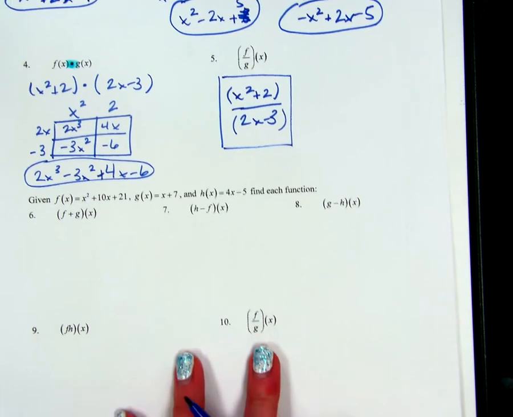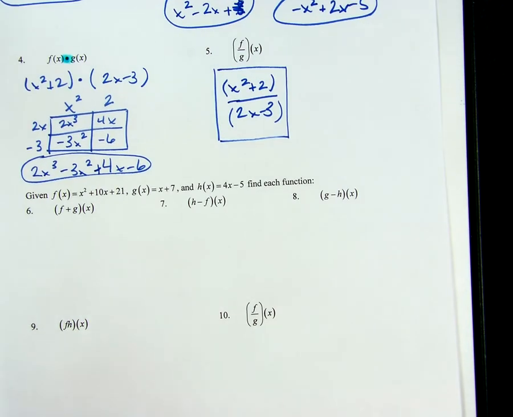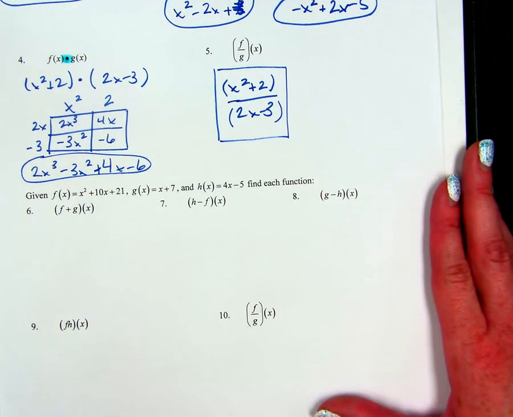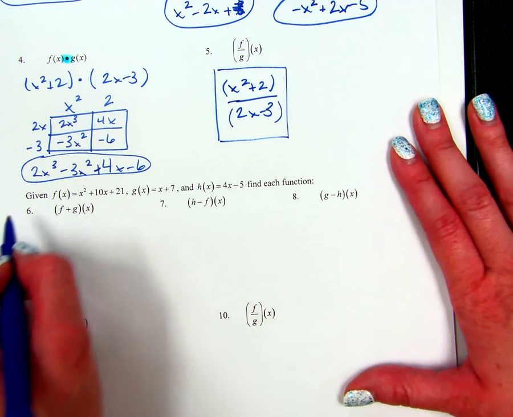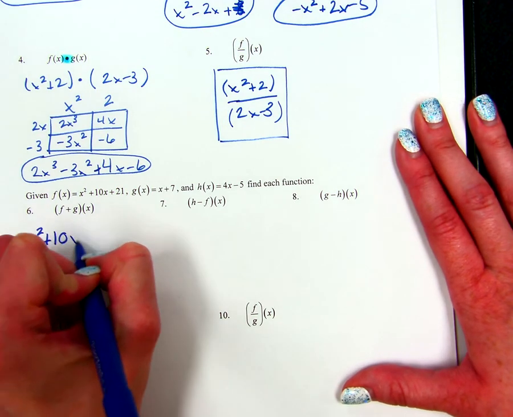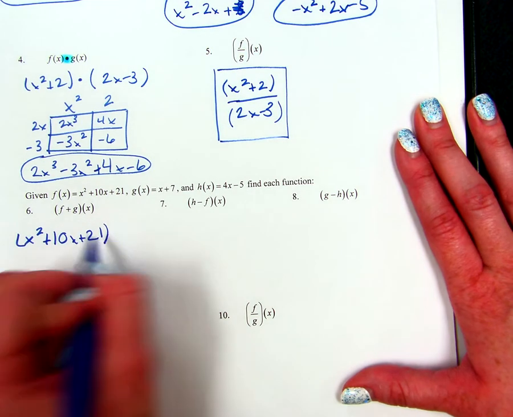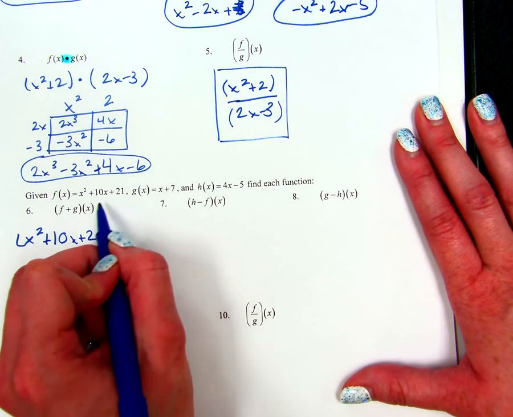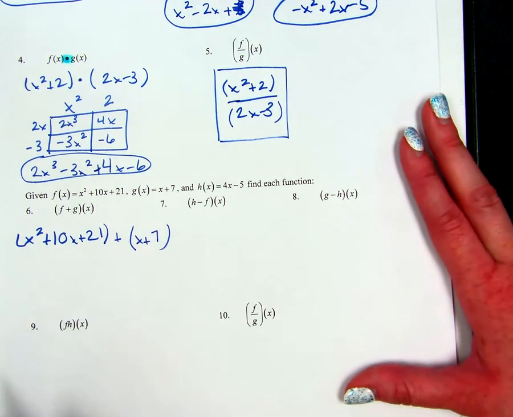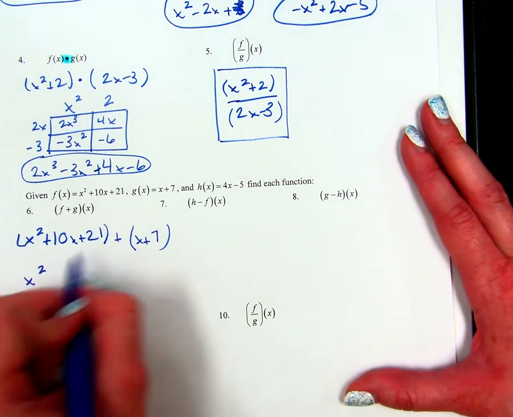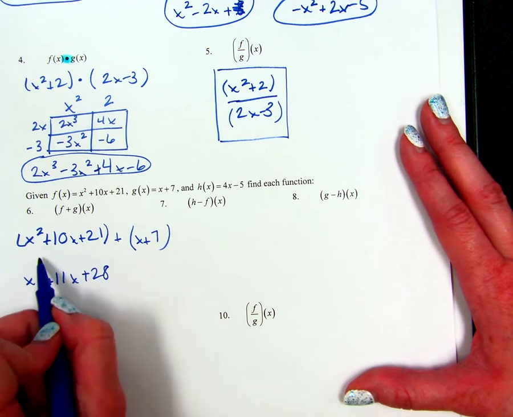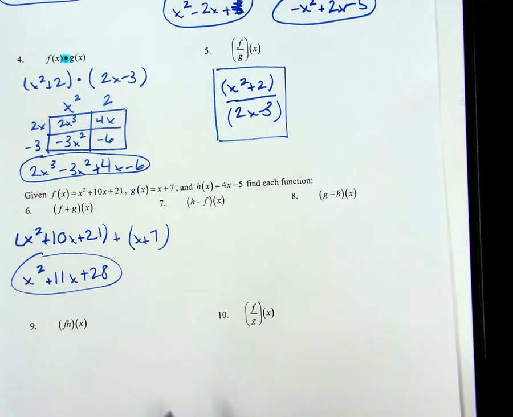So like I said, the bottom notation looks a little bit different. You say it a little bit differently, but you're doing the same thing. So we have f plus g of x. So same thing that we did up top. So I'm going to rewrite my equations. So I have x squared plus 10x plus 21 plus my g of x, which is x plus 7. So all I'm doing is combining like terms. So I have x squared plus 11x plus 28. That's my final answer.